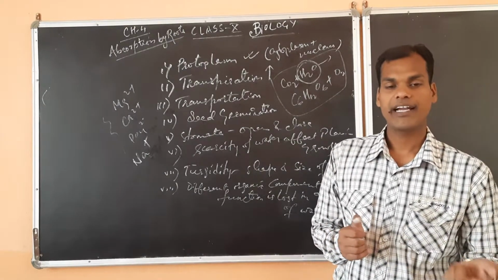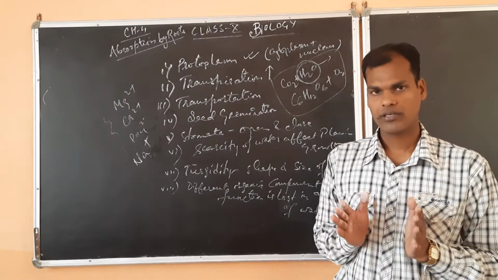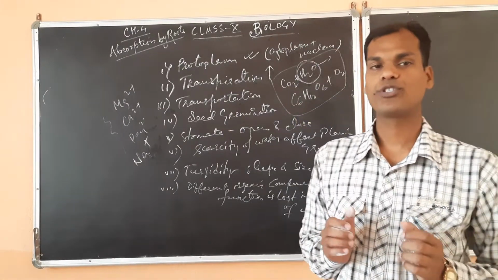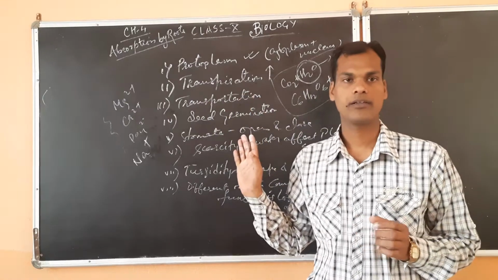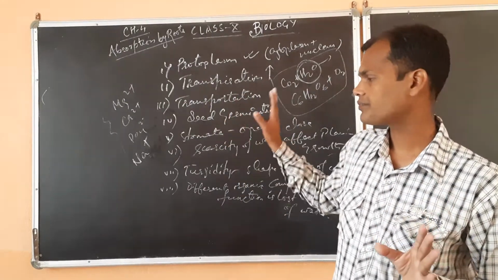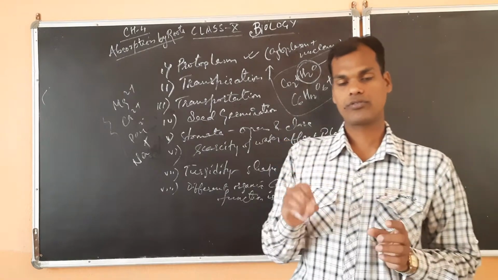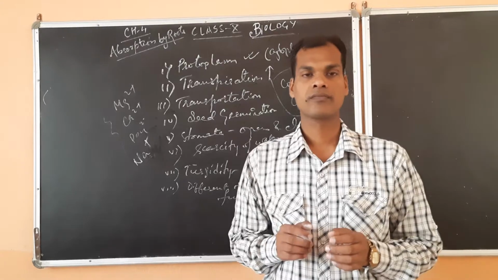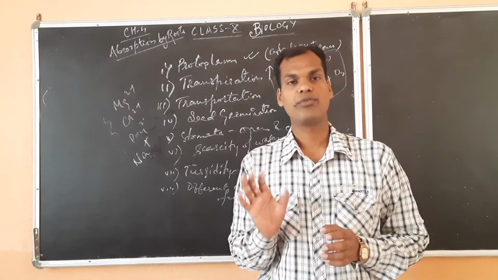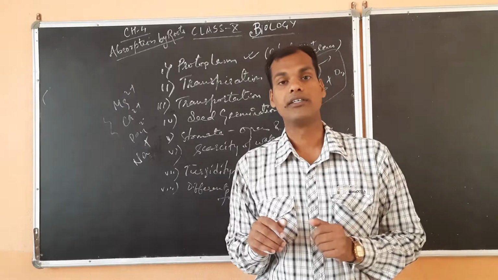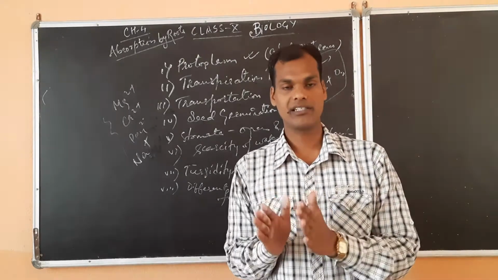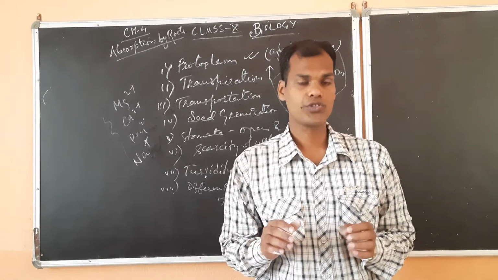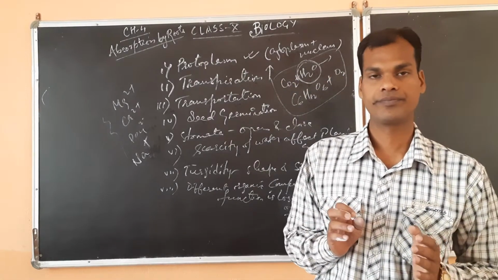Okay. Second example is given in your book about potassium permanganate. Suppose you are taking water in a beaker, and you are putting some potassium permanganate crystals. After some time you will see that the solution will be colored. It simply means that the particles of potassium permanganate are diffused in the water.